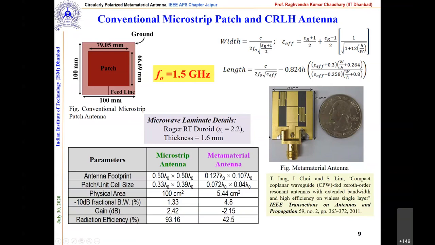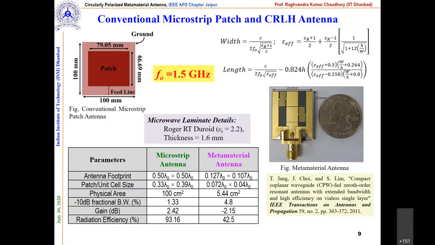Now if you see this photograph, we have taken it from a paper in IEEE Transactions on Antennas and Propagation, published in 2011, by Jang and others. You can see this picture. What they did was use a feed line, a single patch, and a coplanar structure. Here you can see the size of the antenna is 21 by 25 mm square. This antenna is also working at 1.5 gigahertz. So the same frequency can be accommodated in a small size.